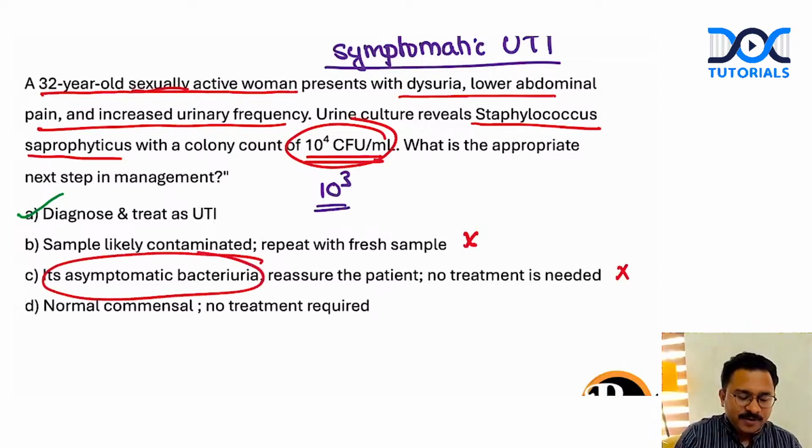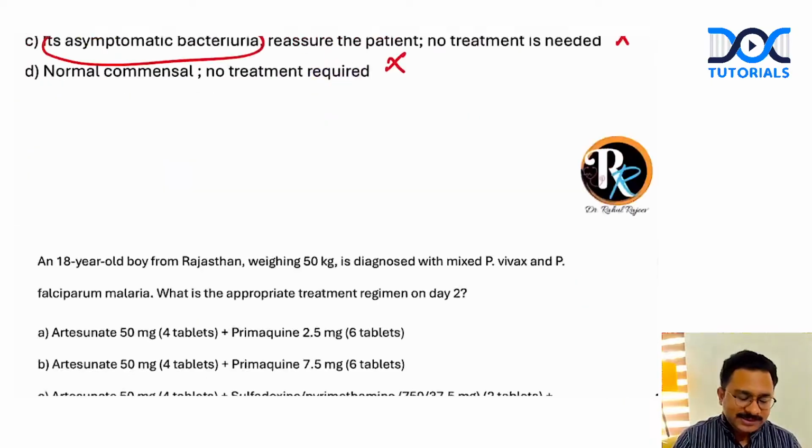My dear children, already given that the patient is having symptoms. Use your logic. Can you take it as option C? Can you say that the patient is asymptomatic? No. Patient is very well symptomatic. Normal commensal, no treatment required. Again, it is false. The thing is, you have to diagnose it as a UTI and you treat it as a UTI.